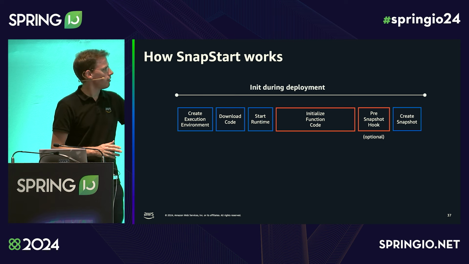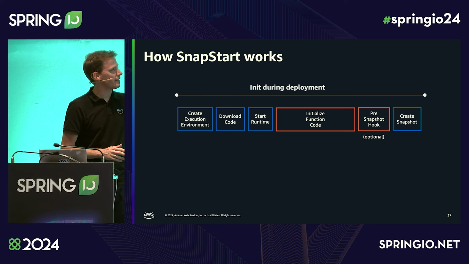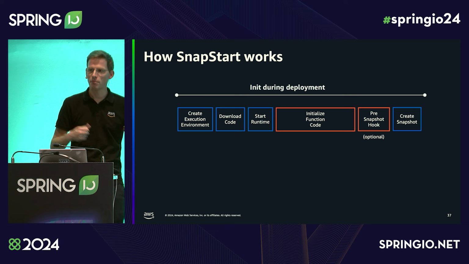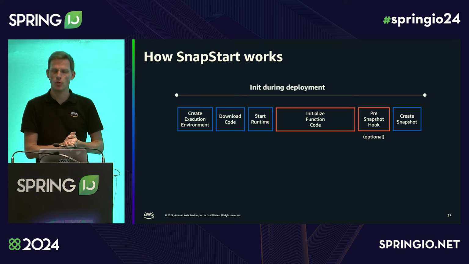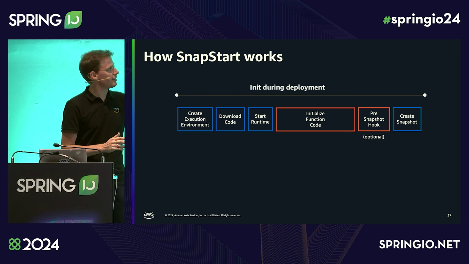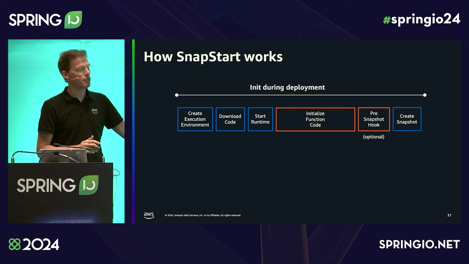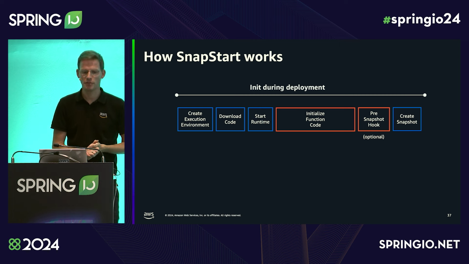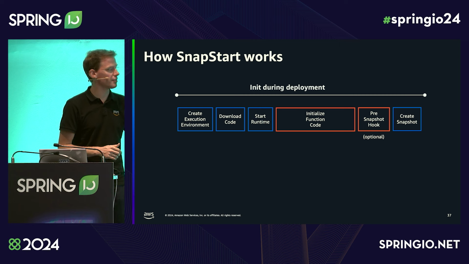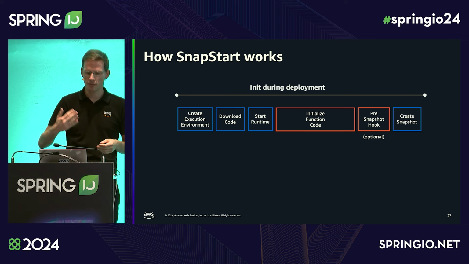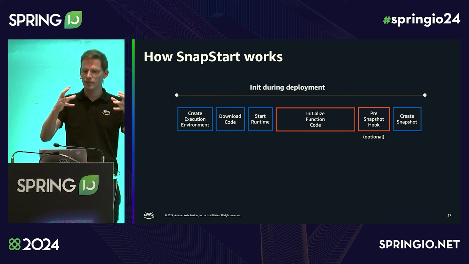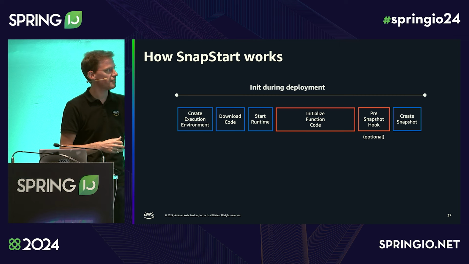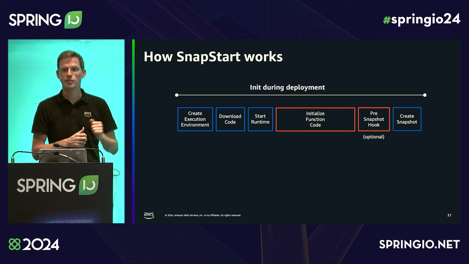And this is how it works again. The flow is a bit different compared to what Max was showing you earlier. This step happens already during the deployment. So when you deploy your application to the Lambda service, we create an execution environment, download the code, start the runtime to get a snapshot from it. So we initialize it. There are some hooks called as well.